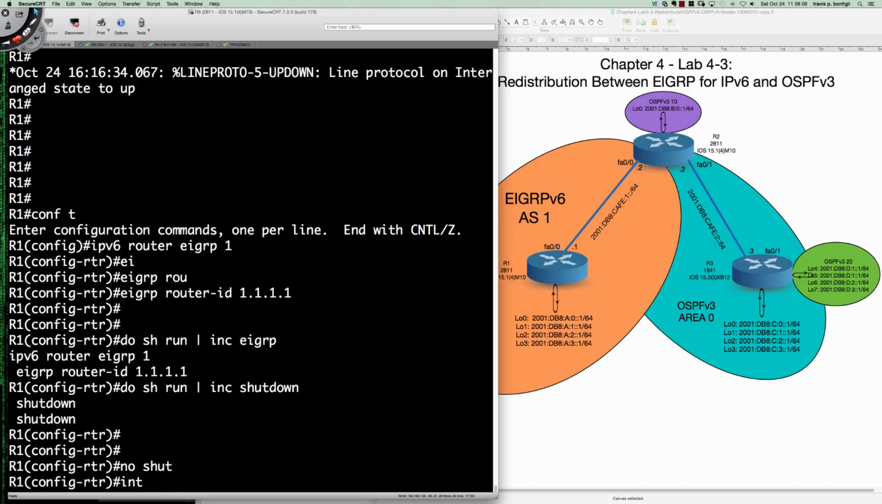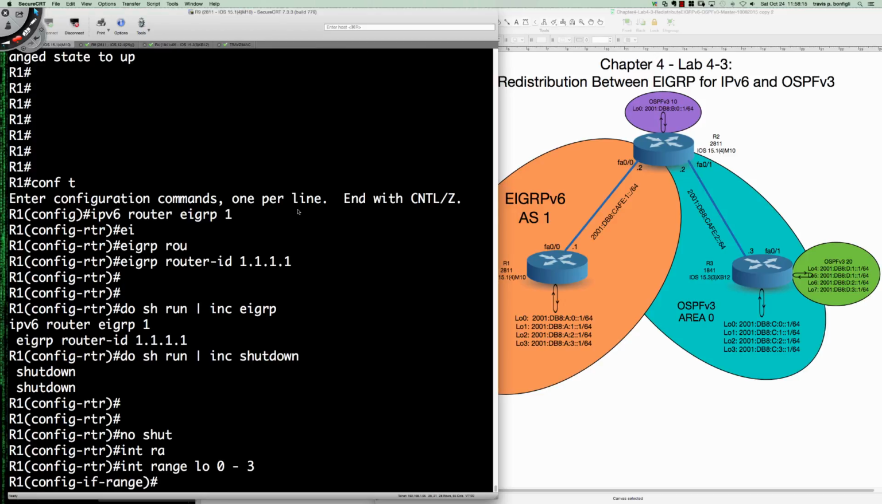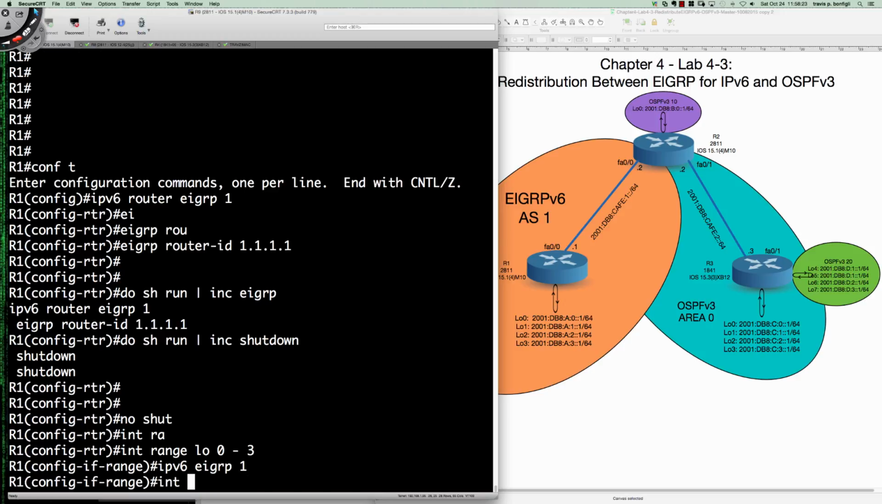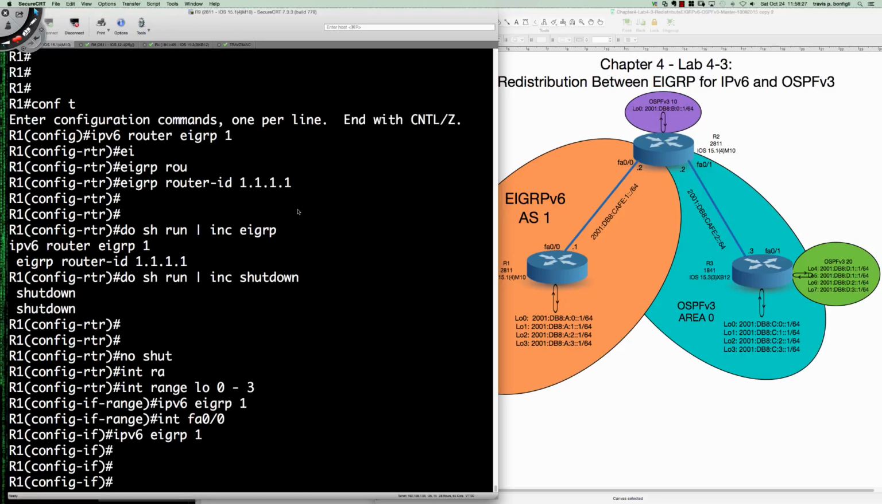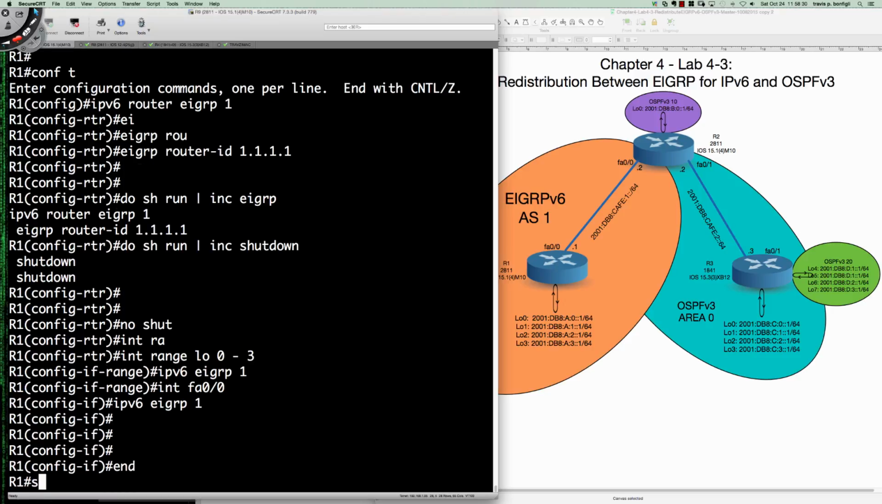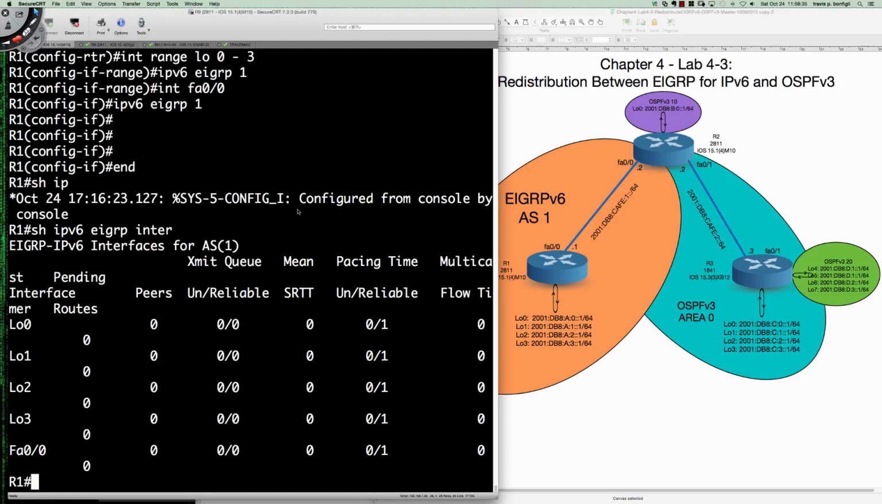All right, now let's go into interface range loopback 0 to 3, and we're going to put all of these loopbacks into the IPv6 EIGRP autonomous system 1. And then we'll go into interface FA0/0, and we'll do the same thing, IPv6 EIGRP 1. So let's do a little confirmation here. If I were to say show IPv6 EIGRP interfaces, you can see that these are the interfaces on which EIGRP is running. Again, the process is definitely not shut down.